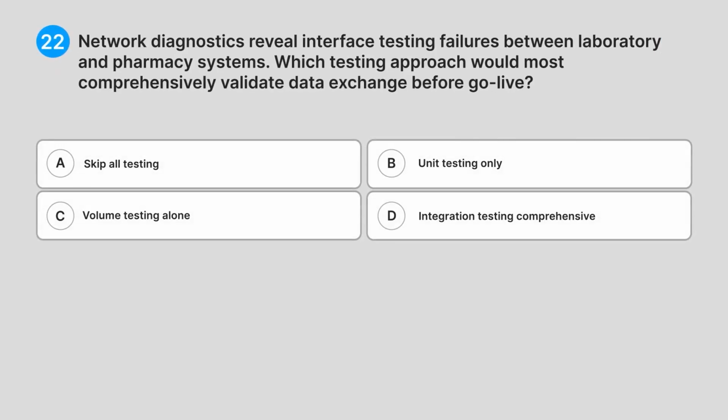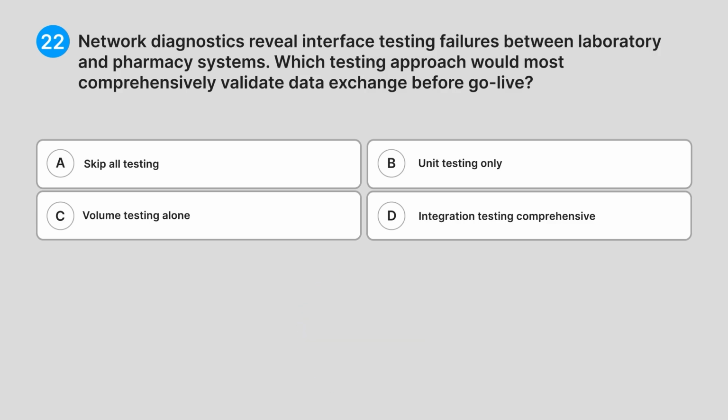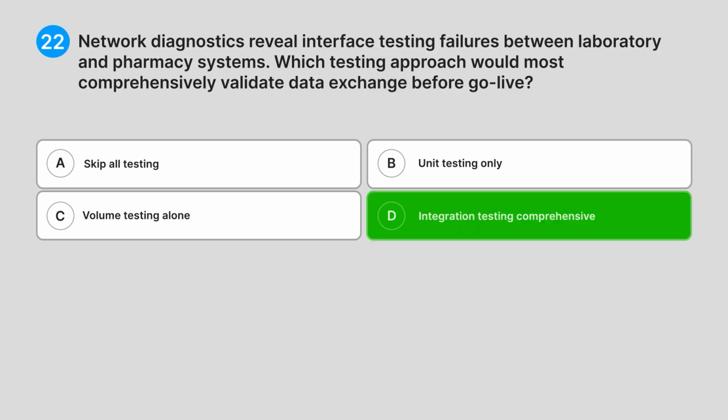22. Network diagnostics reveal interface testing failures between laboratory and pharmacy systems. Which testing approach would most comprehensively validate data exchange before go live? A. Skip all testing. B. Unit testing only. C. Volume testing alone. D. Integration testing comprehensive. Do you know the answer? Correct answer: D. Integration testing comprehensive.